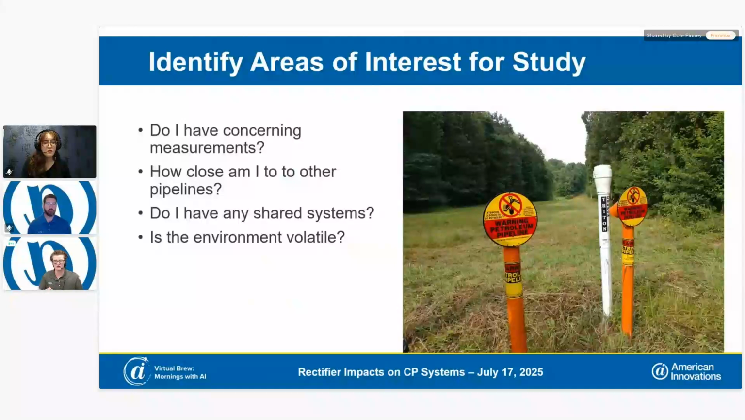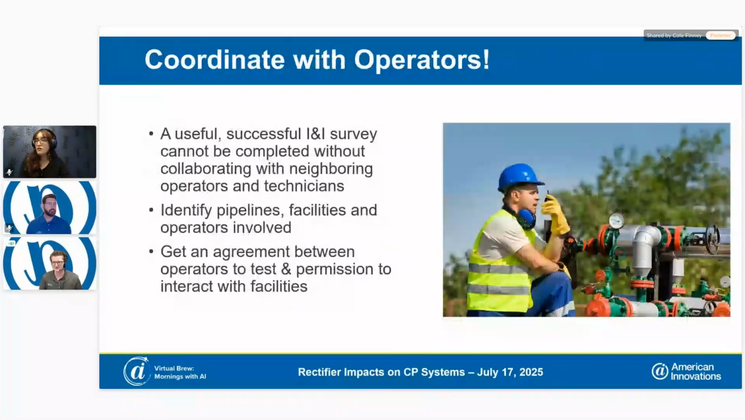And I do want to say, once you find the area that you want to start with, everyone's favorite step is next, which is having to coordinate with other people. Putting it simply, a really successful INI survey cannot be completed without collaborating and contacting your neighbors, especially if you have a shared corridor like this. You're going to want to call your neighbor, your fellow operator in the same corridor, or even your own technicians if you have multiple technicians in an area.